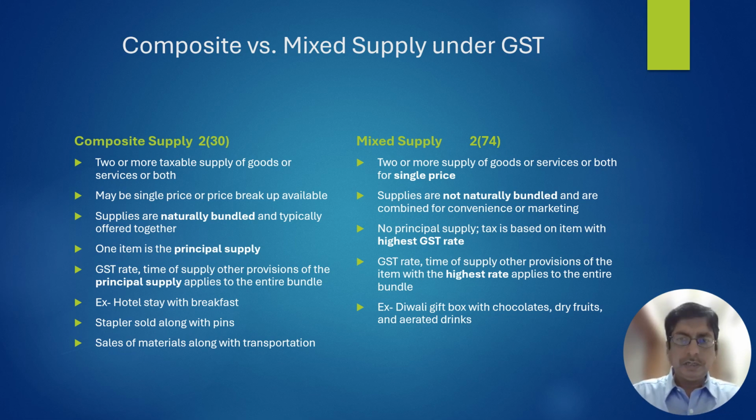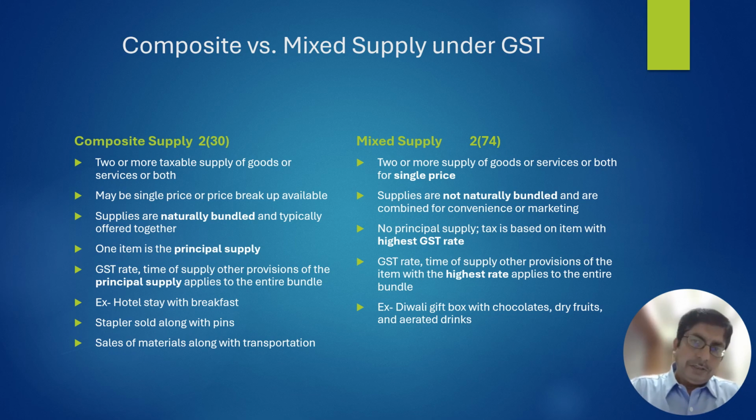For example, a Diwali gift is given. There are chocolates and dry fruits. I did not look at the classification. Suppose chocolate is taxable at the rate of 18% and dry fruits are taxable at the rate of 12%. Then the whole supply will be treated as one, and it will be chargeable to tax at the rate of 18%.